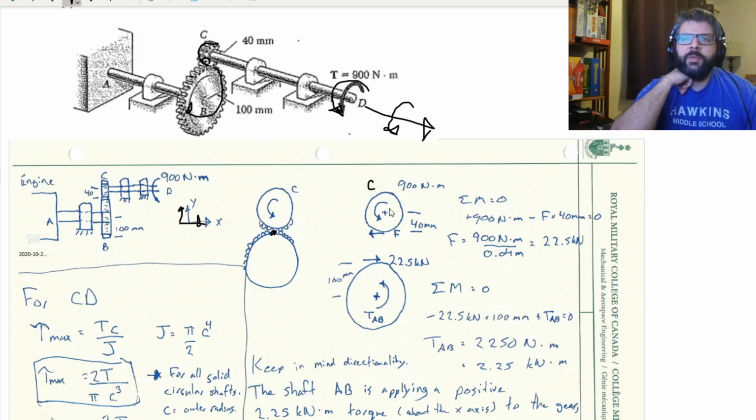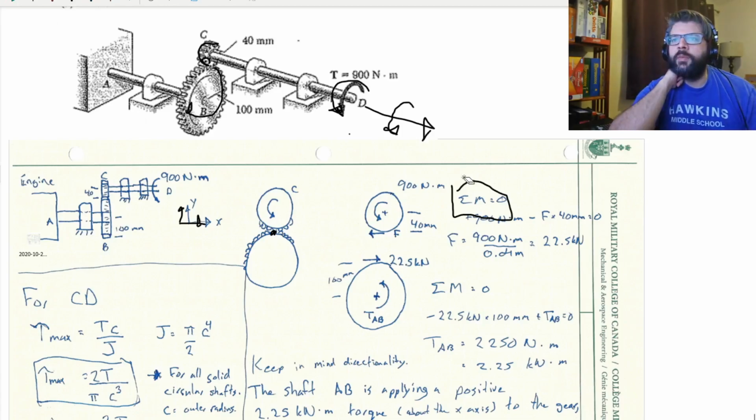So it's going to want to be turning this way, and the other gear is going to be like, well, okay, but if you do that, I'm going to push you back. So as it pushes the other gear this way, the other gear is going to push back at it this way. Good old Newton's third law.